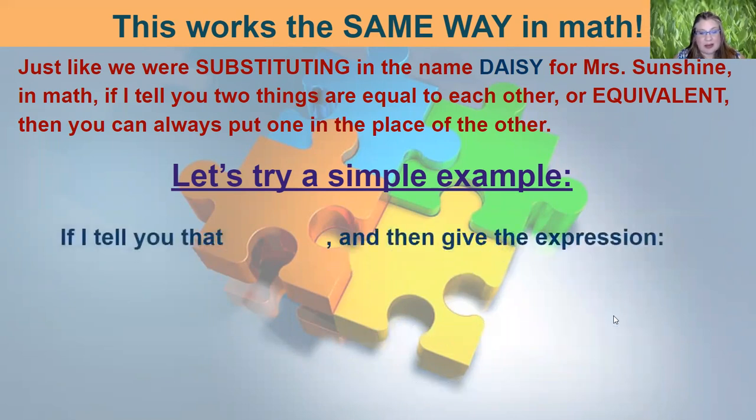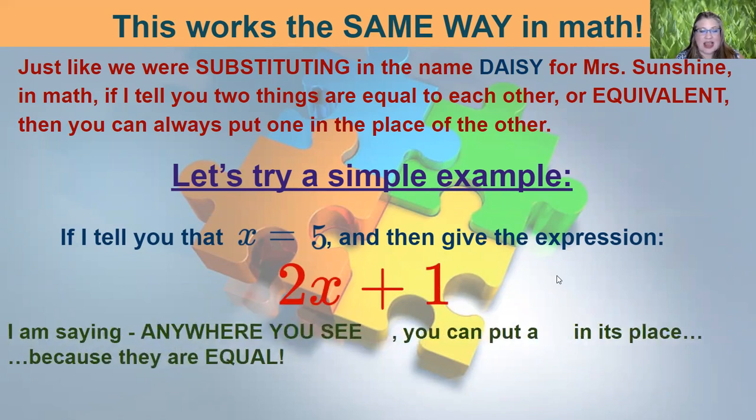So let's try a simple example with that. If I tell you that x equals 5, and then I give the expression 2x plus 1, what I'm saying to you is that anywhere you see x, you can put a 5 in its place because they're equivalent. They're the same, okay? So here in this expression, we see an x, which means we can put a 5 in its place. Now be very careful.